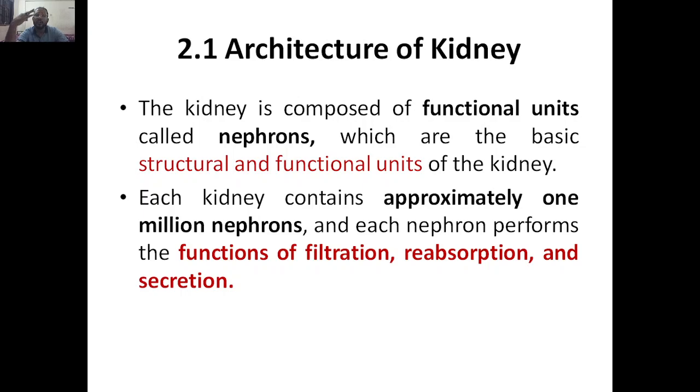These all 3 functions are done by whom? Every nephron. So how many nephrons are there in kidney? 1 million nephrons are there in the kidney, that means almost 10 lakh nephrons in kidney.